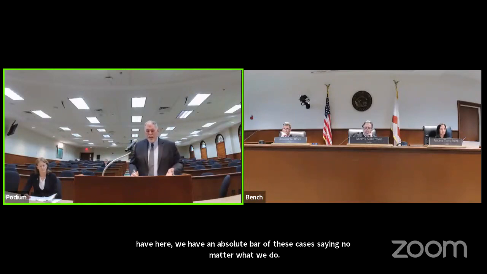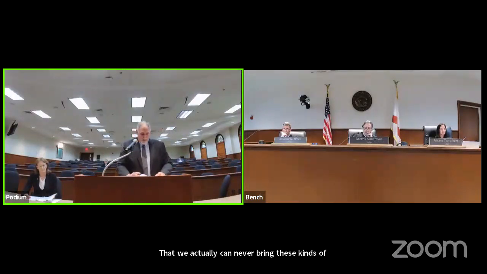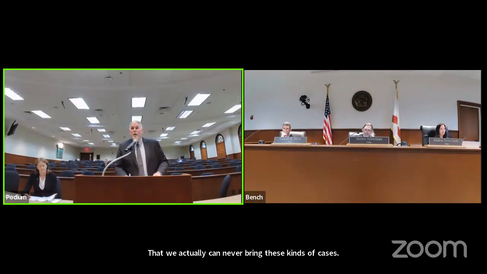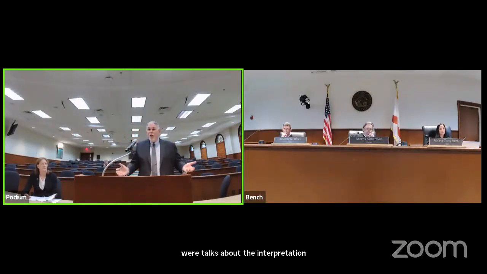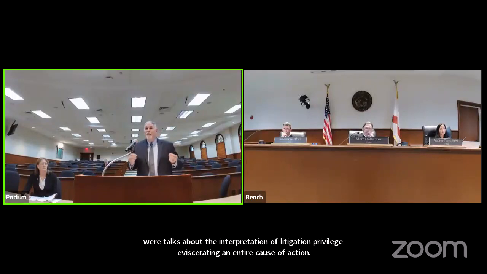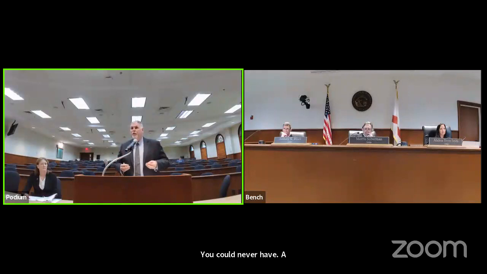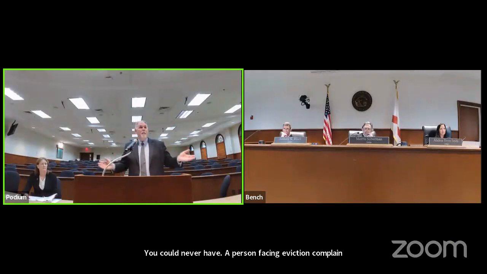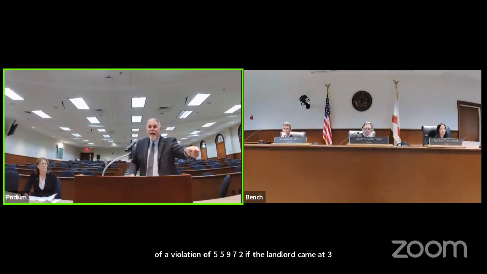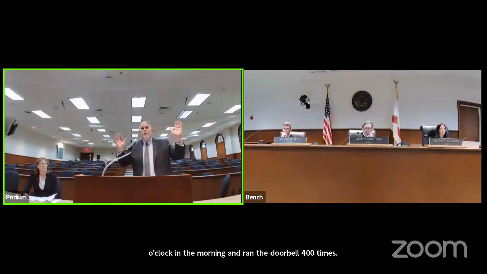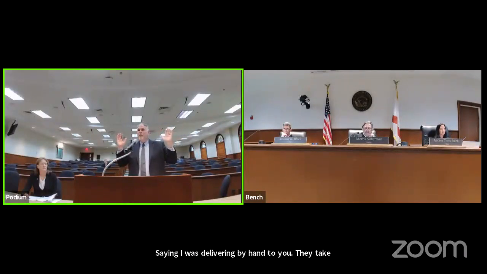This is the Sun case, and this is the Scott case, where it talks about the interpretation of litigation privilege eviscerating an entire cause of action. You could never have a person facing eviction complain of a violation of 559.72. If the landlord came at 3 o'clock in the morning and rang the doorbell 400 times, saying I was delivering by hand to you, they'd say, well, it's privilege. We were delivering. We're in the statute.